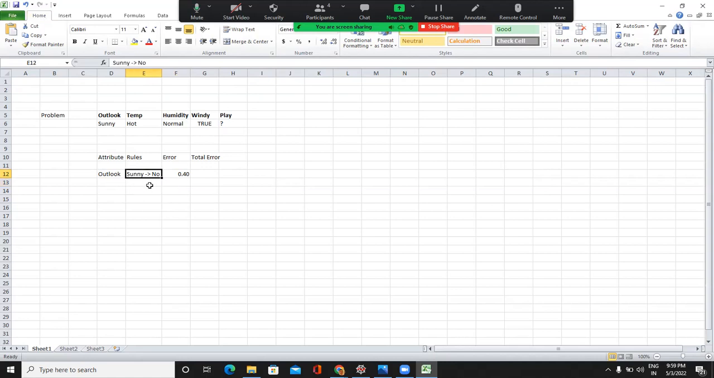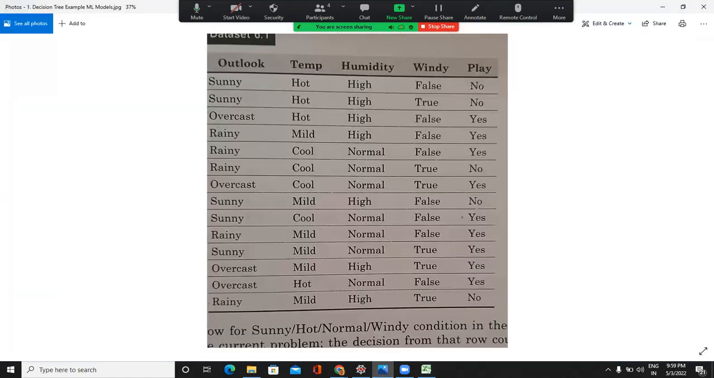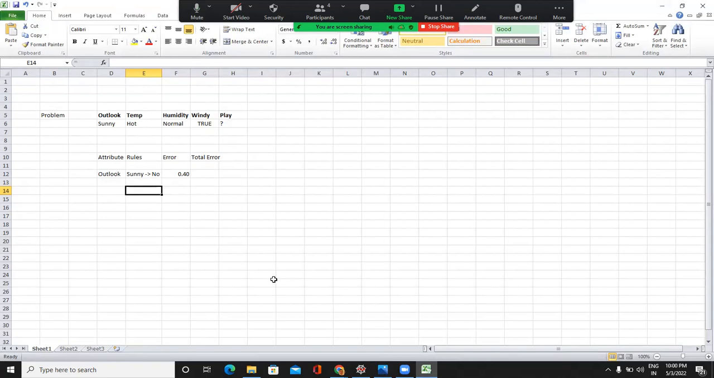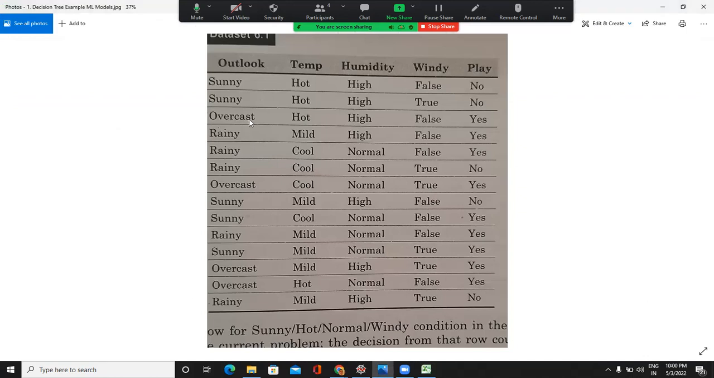Yeah. But sunny is not everything in Outlook, not all the options, as we just saw. It could be overcast also. So in overcast, how many times is it yes, how many times is it no, let us see. So this is overcast, this is overcast, this is overcast, this is overcast. So 4 times overcast is present. Overcast, yes, overcast, yes, overcast, yes, overcast, yes.